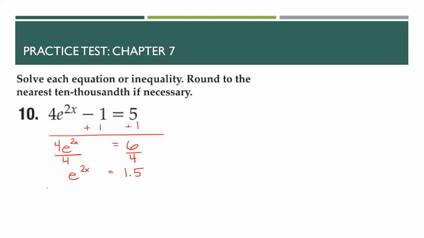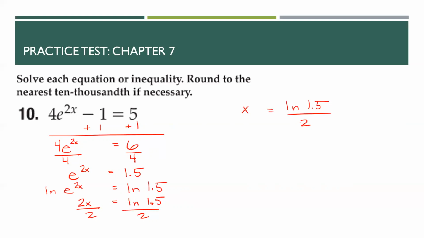So now we're going to use the natural log. Remember, these are inverses of each other. The natural log of e to the power of 2x is equal to the natural log of 1.5. Then I'm going to set my exponent 2x equal to the natural log of 1.5, and then I'm going to divide both sides by 2. So x is going to be equal to the natural log of 1.5 divided by 2.